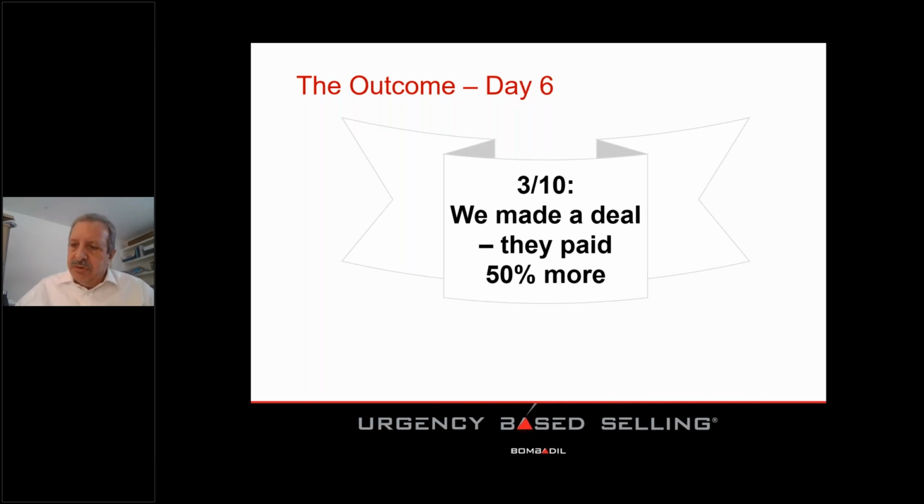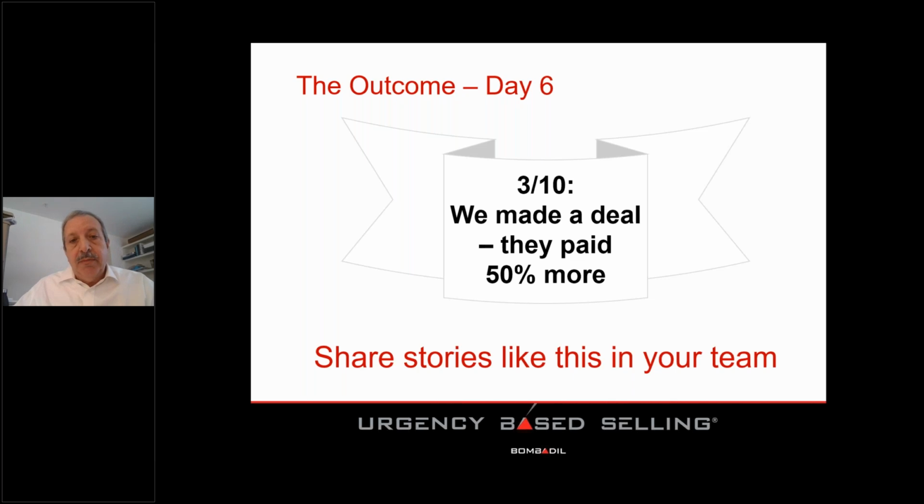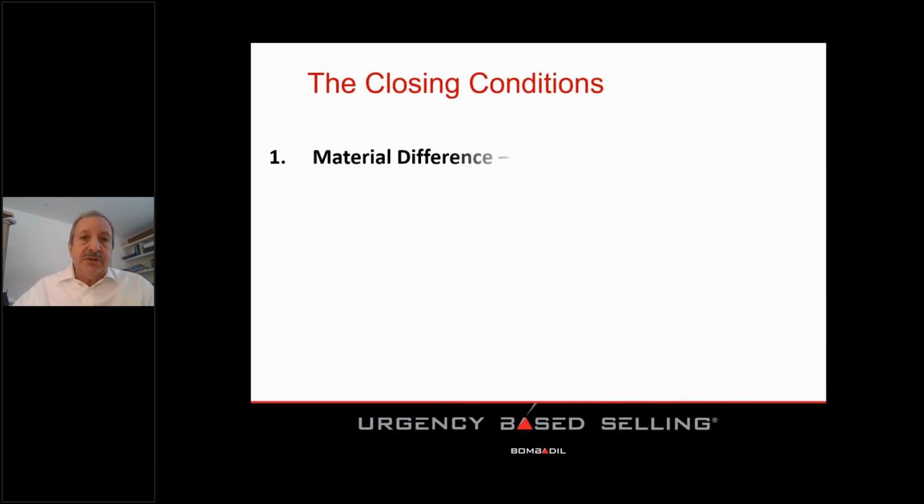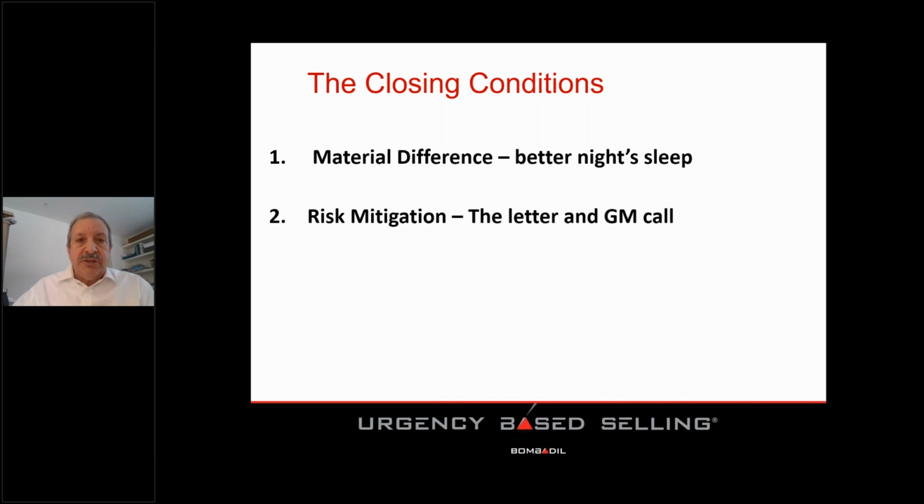Now, what's the moral of this story? The moral of the story is not that you could always close every sale or that you can always get 50% more. I think the moral of the story is we could have closed this sale at any time if we had done the process, if we had added glasses. In other words, they had closing conditions that enshrine the competition, the low-cost provider. We had to add glasses. The 2 glasses were type 3 knowledge about sleep deficit, and then bringing in a higher level executive to mitigate the risk. By the way, a great way to train is to share stories like this. So what were the closing conditions? We added a material difference, better night's sleep, and risk mitigations, the letter and contact with the GM.